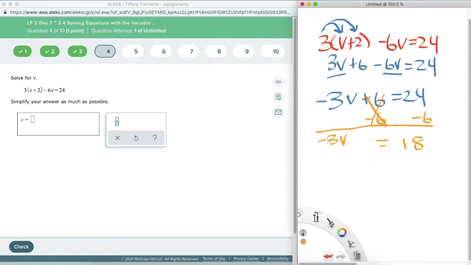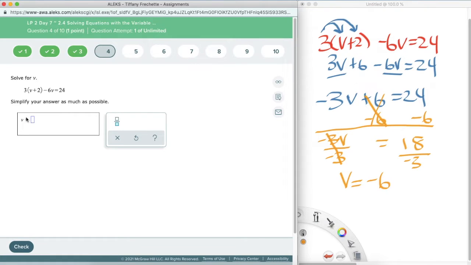So now we're going to look at the last piece here. I'm multiplying by negative 3, so I'm going to divide by negative 3. Don't forget to take the negative. We don't want to leave that negative behind. So negative 3 divided by negative 3 cancels out. It becomes 1. I don't have to write 1v, just v. 18 divided by negative 3. A positive divided by negative is going to be a negative. 18 divided by 3 is 6. So in this case, it has to be negative 6.